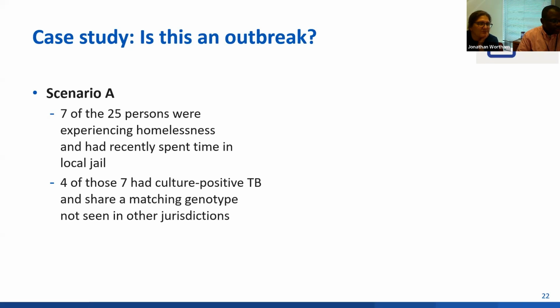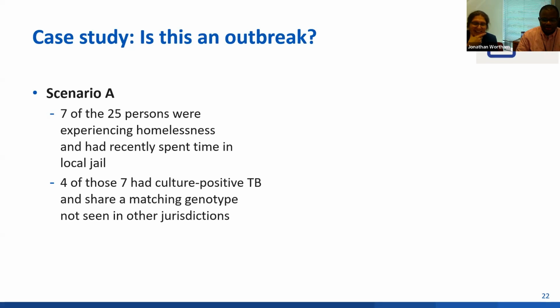So scenario A, 7 of 25 people were experiencing homelessness and had recently spent time in a local jail. And 4 of those 7 had culture positive TB and share a matching genotype, not seen in any other jurisdictions. What do y'all think about scenario A? Would you be concerned about an outbreak? I'm hearing a yes.